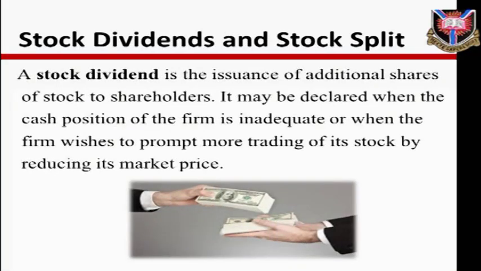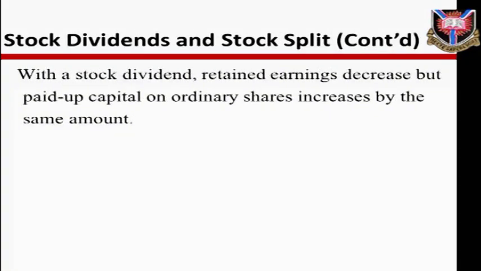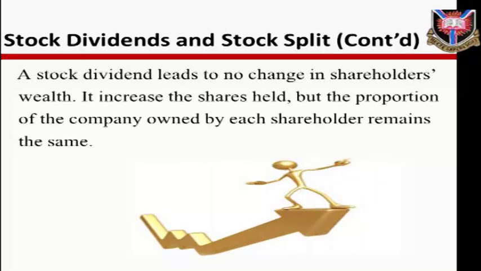Stock dividend and stock split. A stock dividend is the issuance of additional shares of stock to shareholders. It may be declared when the cash position of the firm is inadequate or when a firm wishes to promote more trading of its stock by reducing its market price. With a stock dividend, retained earnings decrease but paid up capital or ordinary shares increase by the same total amount. A stock dividend leads to no change in shareholders' wealth. Stock dividend increases the shares held, but the proportion of the company owned by each shareholder remains the same.